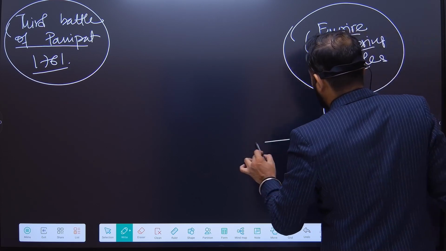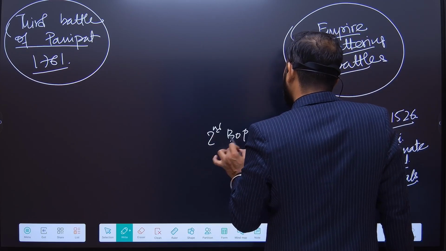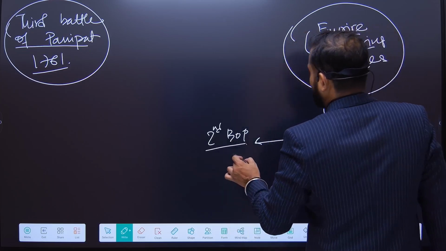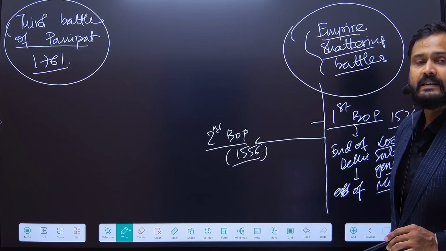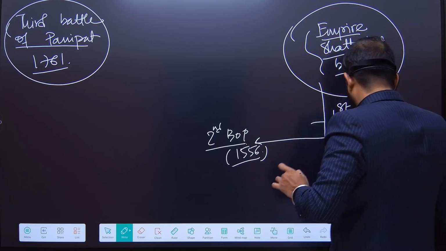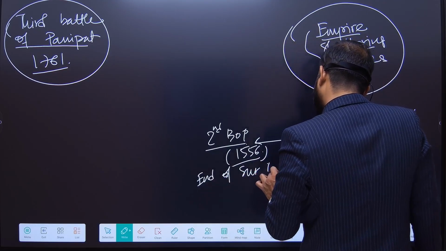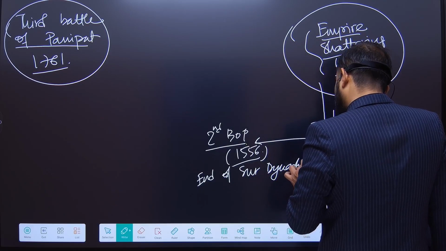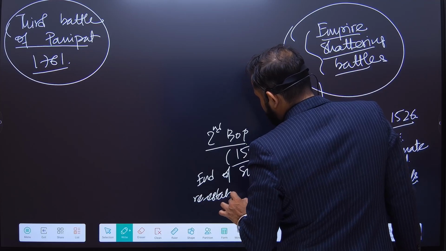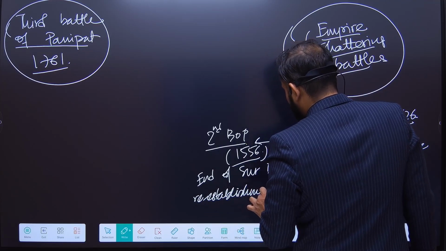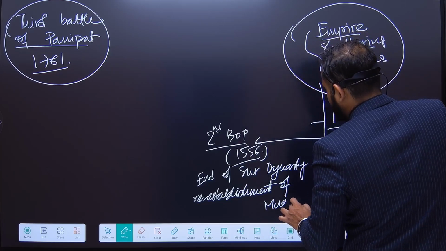Next component, the second battle of Panipat, 1556. Why is it empire shattering? That is the end of Sur dynasty and re-establishment of Mughals.